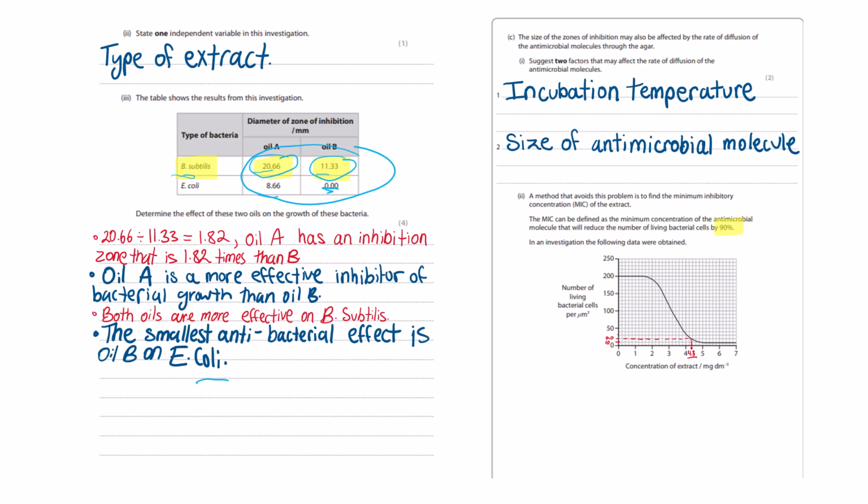In an investigation, the data were obtained. So basically, I'm going to find out what 10% of 200 is, which is 20. So the number of living bacterial cells is going to be 20. I'm going to look over here at 20 and find the concentration, which is going to be 4.3.